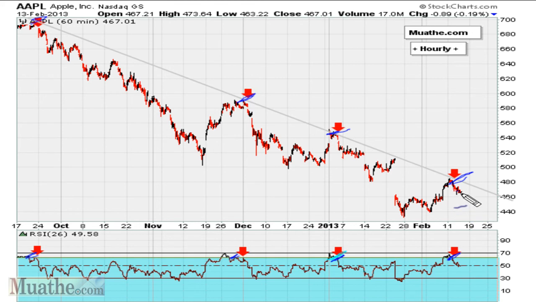Obviously, from a short-term perspective, and only for a short-term perspective as of now, a breakout above that line could be a buy point, and a movement above these highs where the stock has been stalling could also be seen as an entry point for a short-term trade.